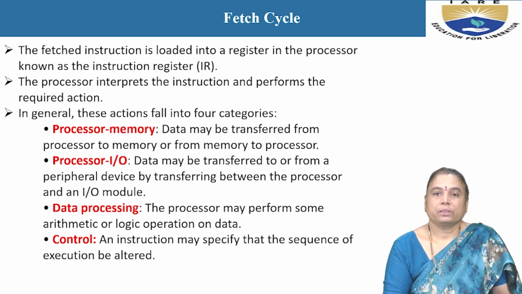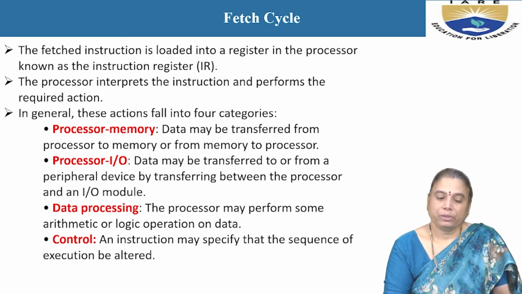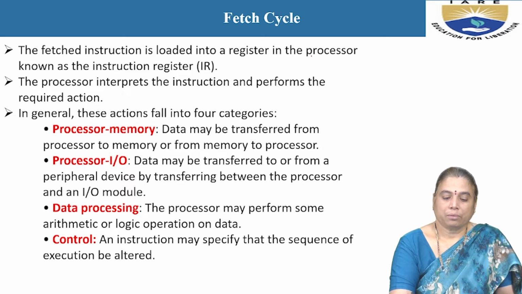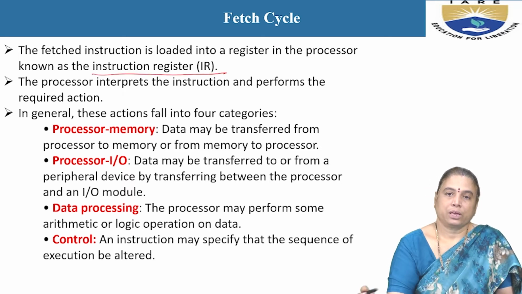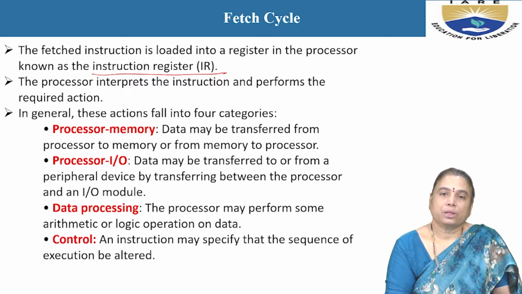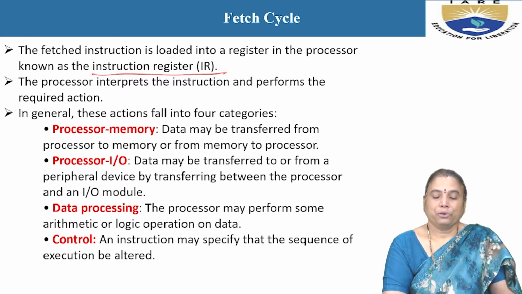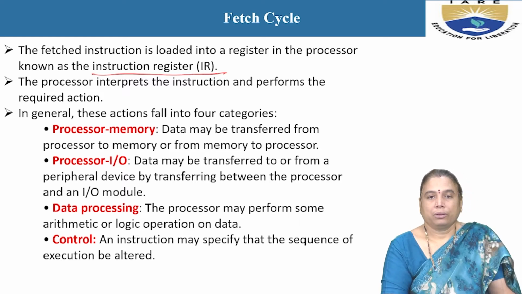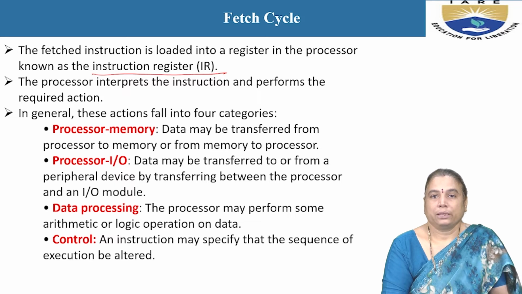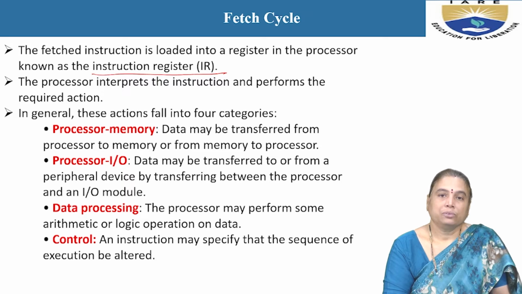What are the operations that can be performed during the fetch cycle? The fetched instruction is loaded into a register in the processor known as the instruction register. The instruction register holds the address of the current instruction that is being executed by the processor. So here during the fetch cycle, the program can be loaded in the memory. The instruction to be executed can be fetched and stored in the instruction register. This is the first step.